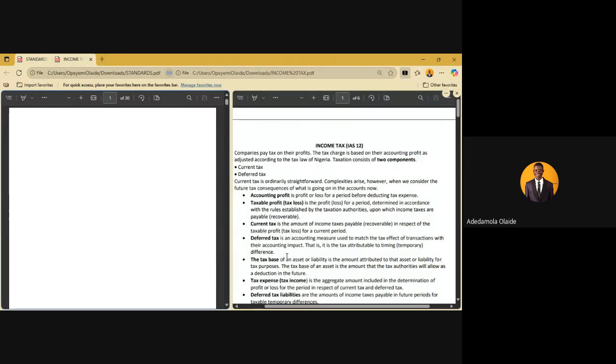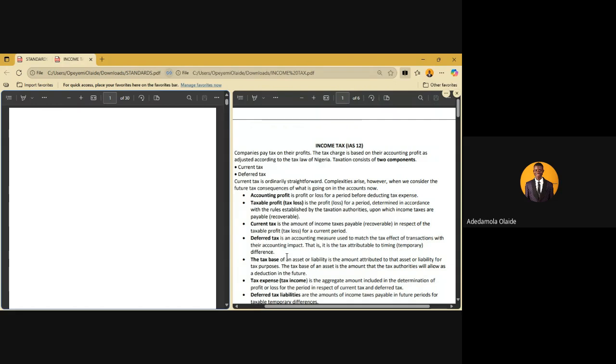When we say tax base, it is the amount that is attributed to an asset or a liability for tax purpose. So tax base is basically the cost of an asset less its depreciation, or what the tax authority will have in their own books as it relates to that transaction.